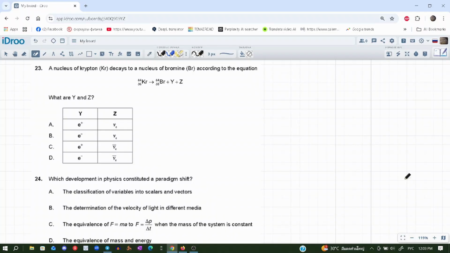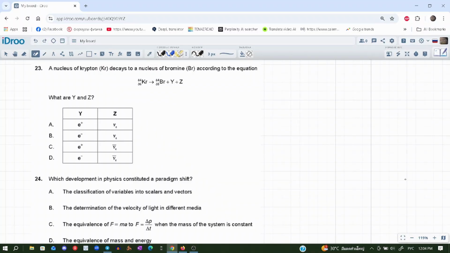23. A nucleus of krypton decays to a nucleus of bromine according to the equation. What are Y and Z? Atomic number is the same. One of these particles carries 1 unit of charge. So no mass, 1 unit of charge.